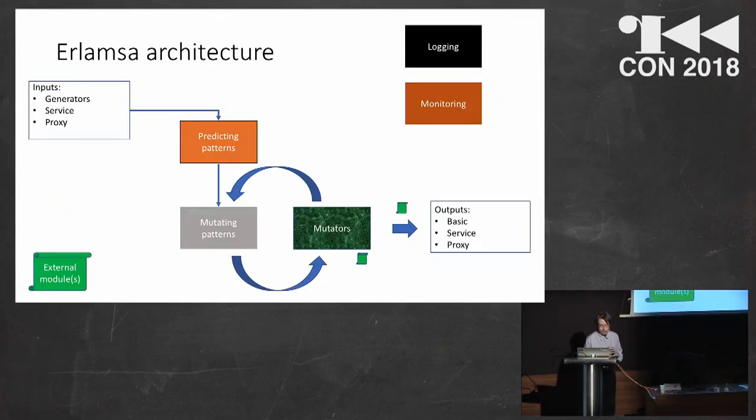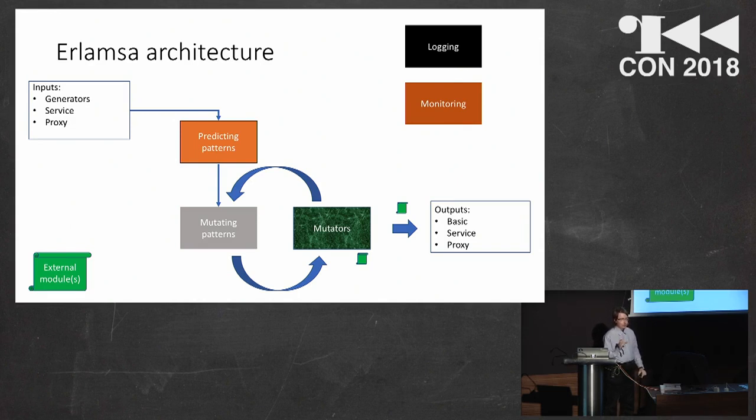So, a word about architecture. So we have 7 basic blocks, input and output, which could receive from generators, I mean sockets or files or stdio, service and proxy. Then the data goes to predicting patterns. Predicting patterns try to understand what kind of data we have. So maybe we could use some heuristics there.